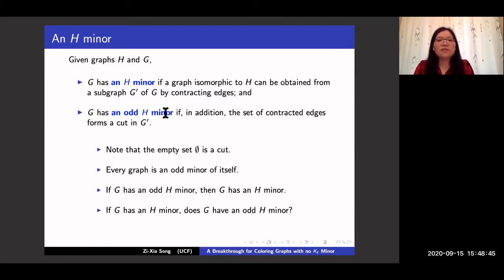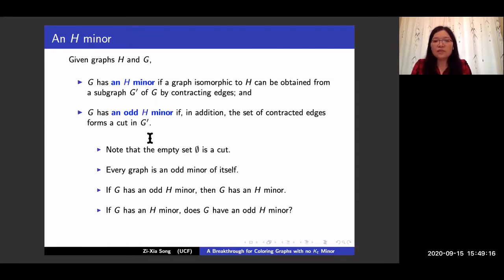So let me define what is a minor here. Given graphs G and H, we say G has an H minor if a graph isomorphic to H can be obtained from a subgraph G prime of G by contracting edges. And in addition, if the set of contracted edges forms a cut in the subgraph G prime, we call such a minor an odd H minor, an odd minor here.